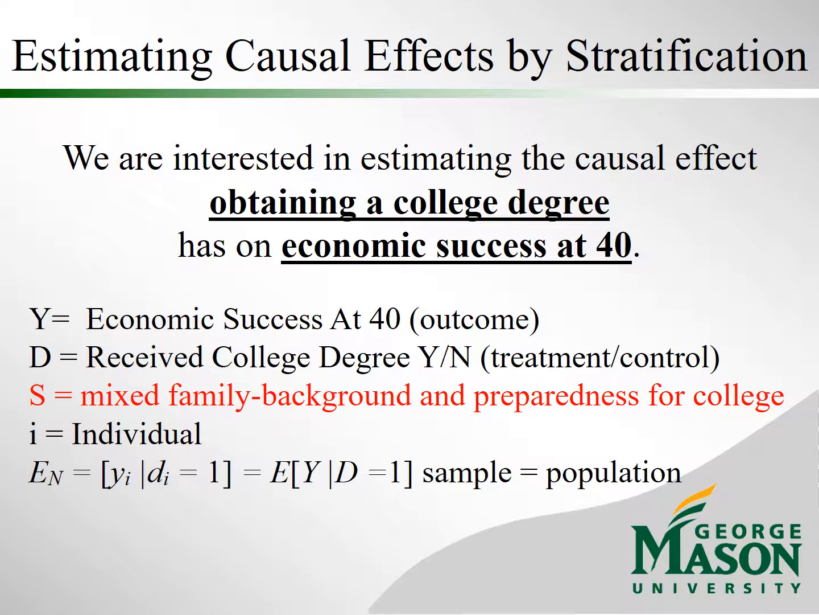Remember our question, which is we are interested in estimating the causal effect receiving a college degree has on economic success at 40. Again, our measured outcome, Y, is economic success at 40, and D is our observed dummy causal variable, receiving a college degree, and S is our observed treatment assignment selection variables, which we'll discuss in just a moment. For this example, we are going to assume that our sample is infinity, and thus some of our equations are equal to our population for simplicity purposes.